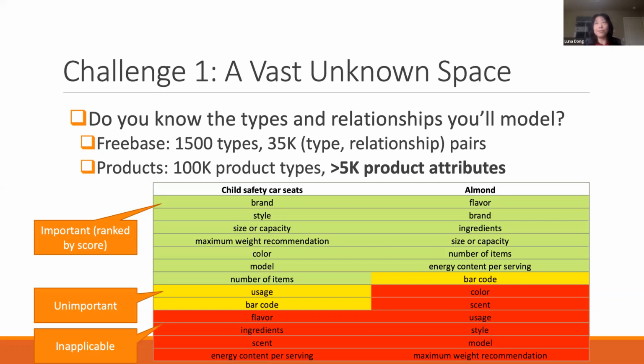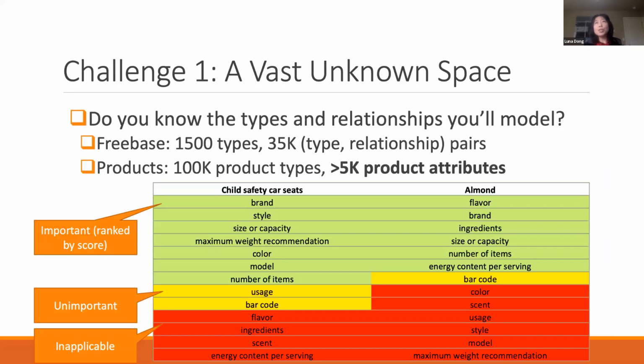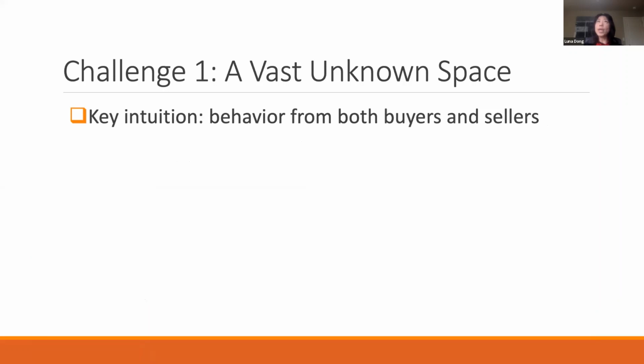For almond, it is different. Brand becomes the number 2 important attribute. Flavor is more important. And on the other hand, we can see that color, scent, usage, these are inapplicable. So how to decide all of the types and all of the applicable or important attributes? The key intuition here is that it is a vast unknown space, but we have a lot of behavior information from both the buyers and the sellers, and we want to leverage that information.